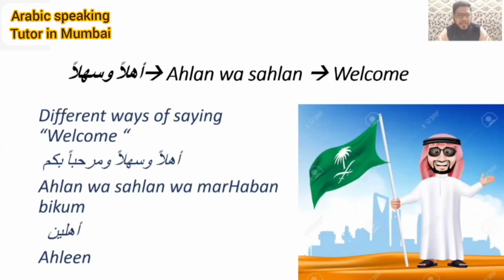There are different ways of saying welcome. For example, you can also say ahlan wa sahlan wa marhaban bikum. And ahleen, the shortest one. Ahleen is a little informal. If your friend is very close to you, or your close relatives, the people who are very close to you, you can use this ahleen.